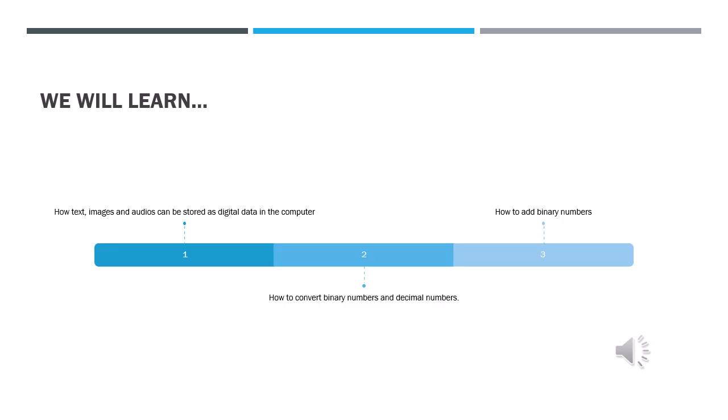We are going to learn how text, images, and audios can be stored as digital data on the computer, how to convert binary numbers and decimal numbers, and how to add binary numbers. These things are really interesting. This is such an interesting topic. So please pay attention, everybody.